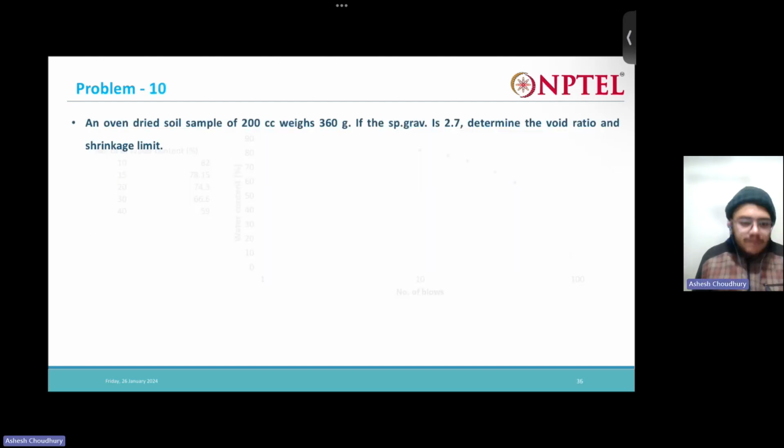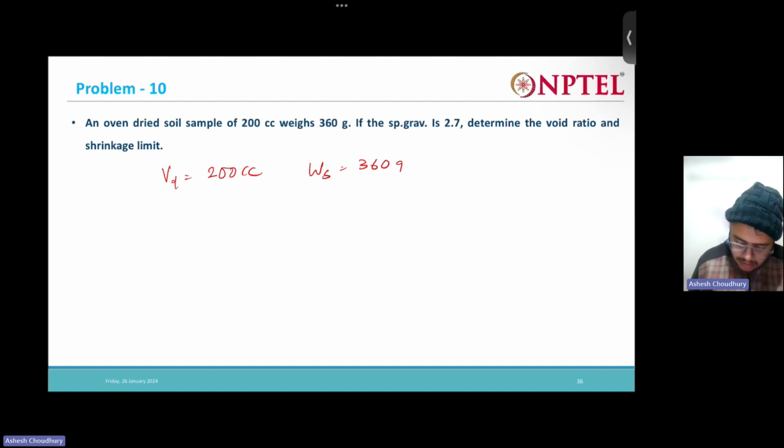Next, an oven-dried sample of 200 cc weighs 360 gram. If the specific gravity is 2.7, determine the void ratio and shrinkage limit. So the volume of the dried sample is 200 cc, the weight of solids is 360, and the specific gravity is 2.7. I need to determine the void ratio and shrinkage limit.